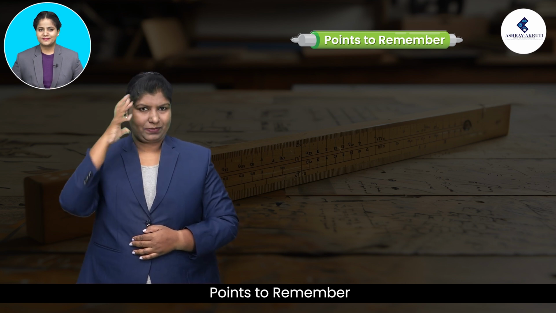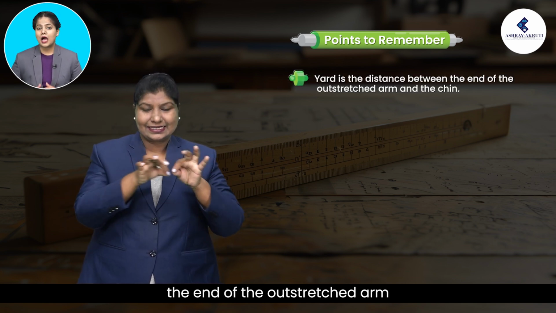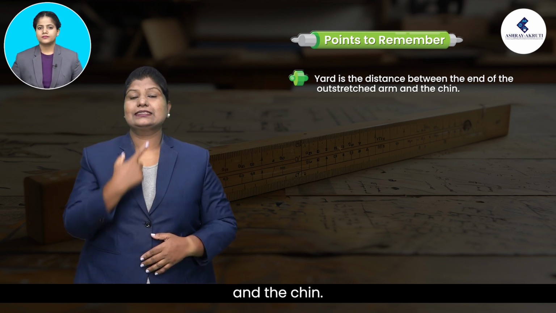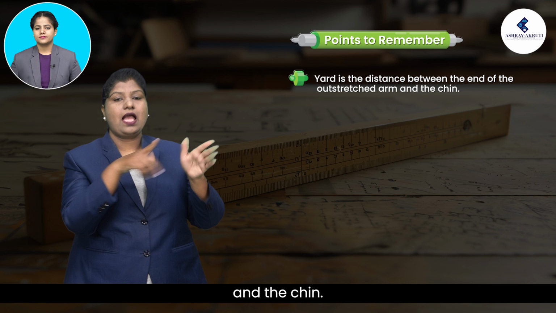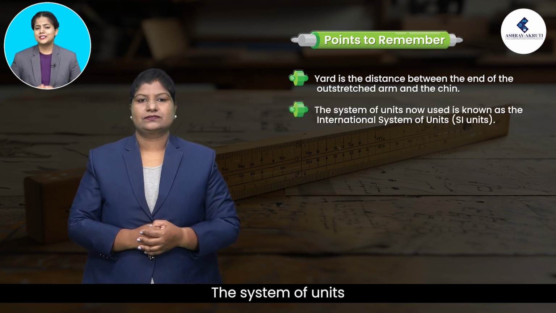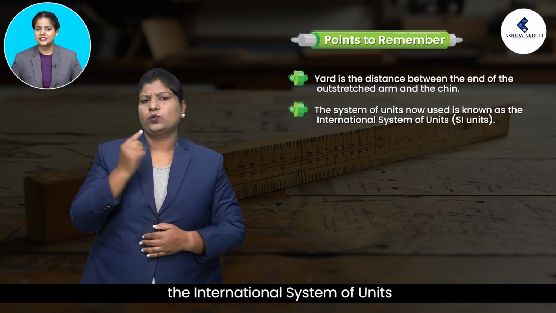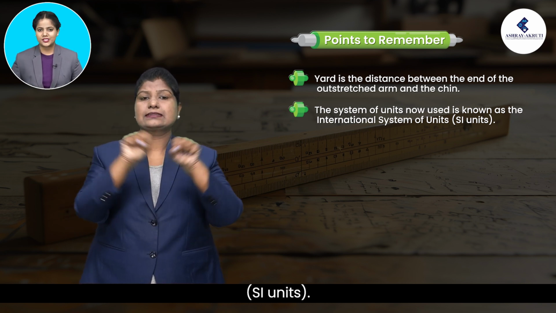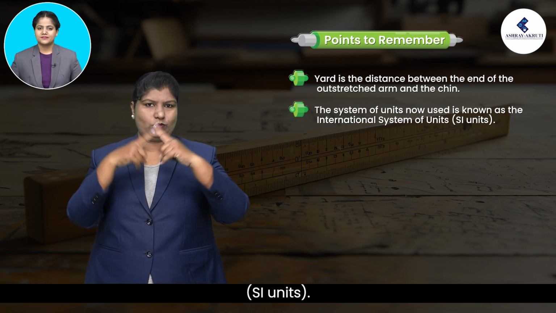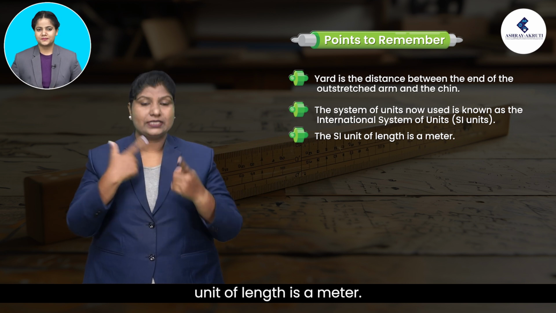Points to remember. Yard is the distance between the end of the outstretched arm and the chin. The system of units now used is known as the International System of Units, SI units. The SI unit of length is a meter.